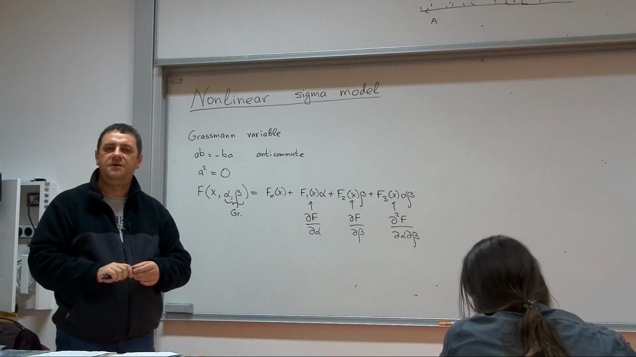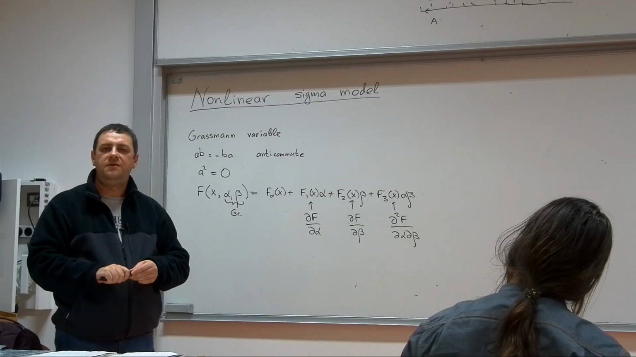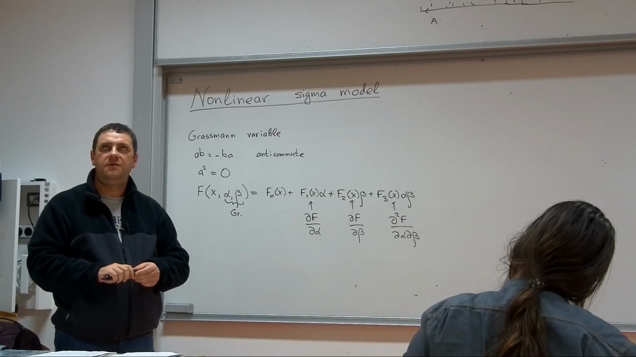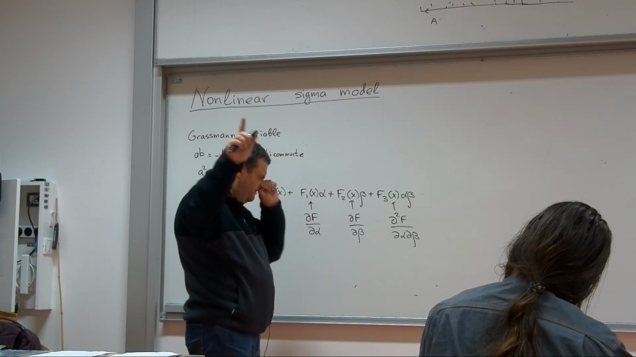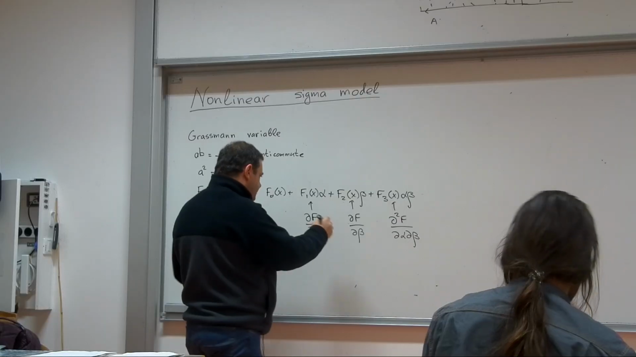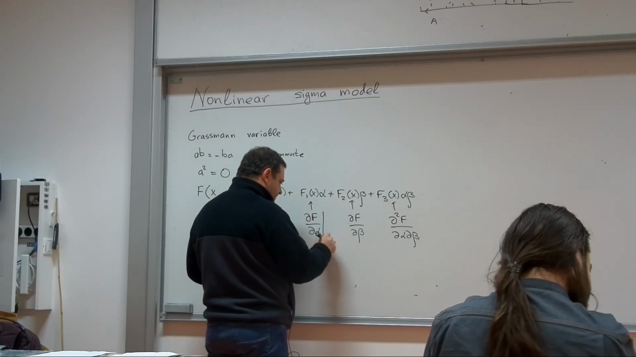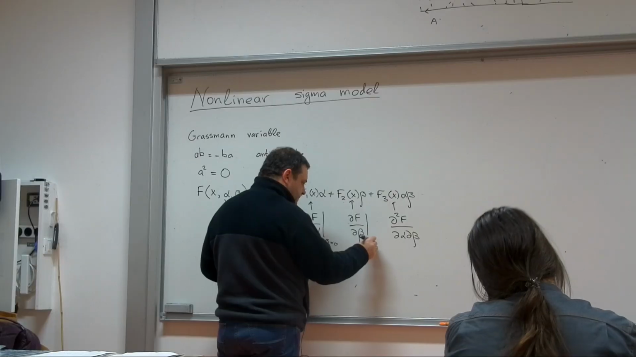Why is df over d alpha not f1 plus beta times f3? Because I thought it's the usual way how you write. Okay, good.